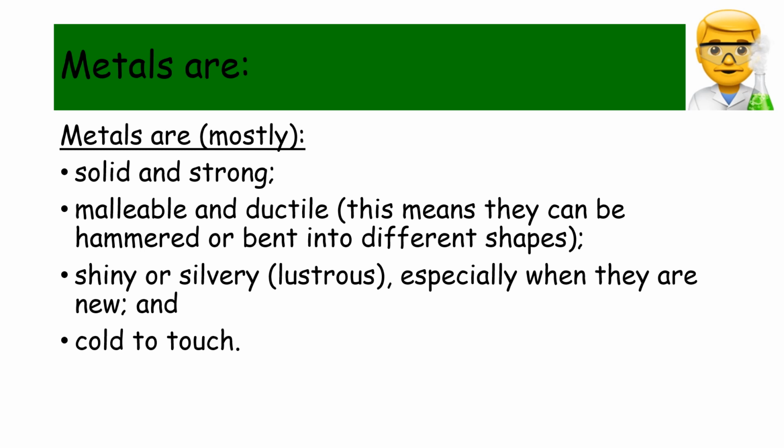List 1. Metals are mostly solid and strong, malleable and ductile. This means they can be hammered and bent into different shapes. They are shiny or silvery, lustrous, especially when they are new, and cold to touch.